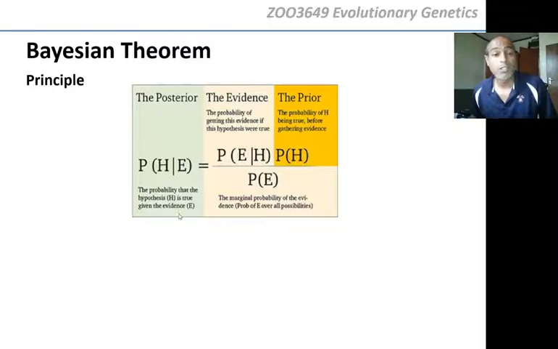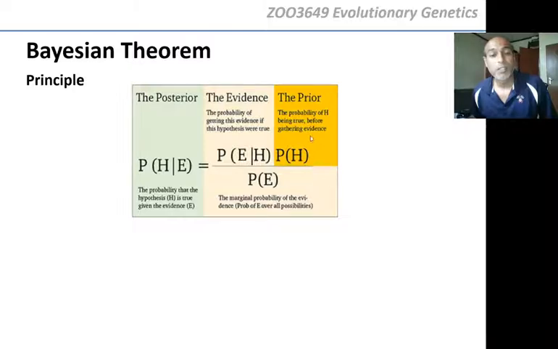On this side of the formula is the posterior. This is what we want: the correct, the most likely posterior tree. This is the answer we want. Here's the evidence, this is the DNA data, the observed data. And this part, P(H), is the prior.